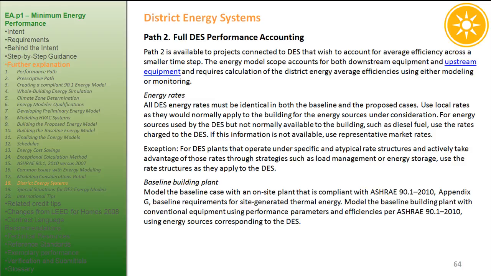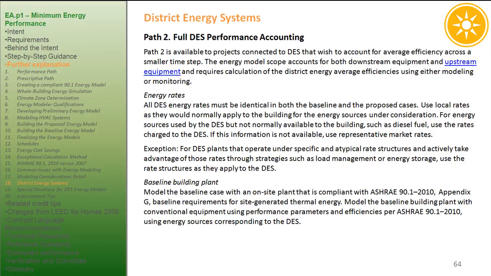Path 2. Full DES performance accounting. Path 2 is available to projects connected to DES that wish to account for average efficiency across a smaller time step. The energy model scope accounts for both downstream equipment and upstream equipment and requires calculation of the district energy average efficiencies using either modeling or monitoring.